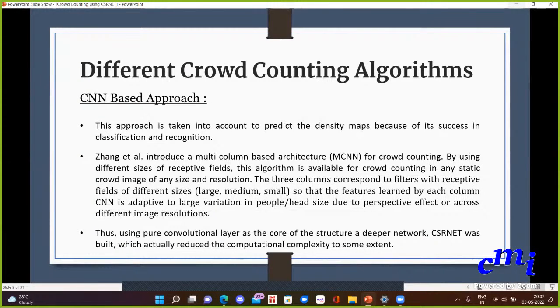The three columns correspond to filters with receptive field of different sizes so that the features learned by each column CNN is adaptive to large variation in people or head size due to perspective effect or across different image resolution. A pure convolution layer is used as the core of the structure of the CSRNet to reduce the computational complexity to some extent.